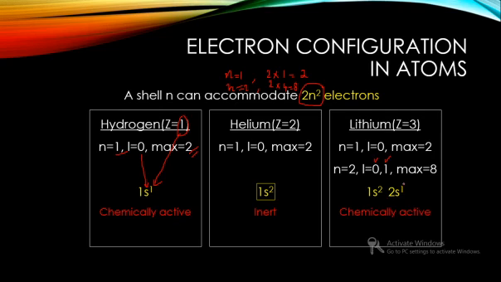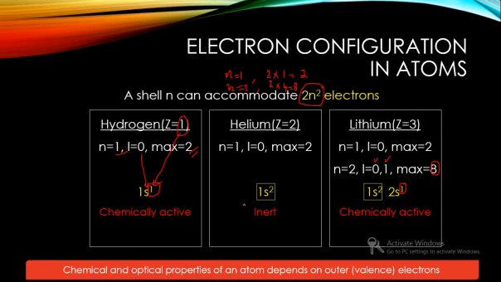And here you can see it is not completely filled because you can accommodate up to 8 electrons. Only 1 electron has been accommodated, which means lithium will also be chemically active, and similar to hydrogen, it also has 1 electron in the outermost shell, isn't it? So lithium will be coming in the hydrogen family, which is called the alkali metal family, with 1 valence electron.